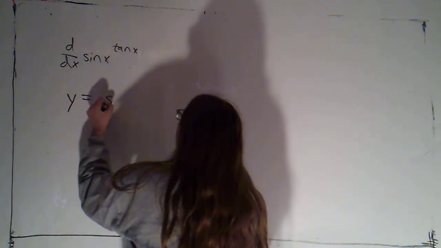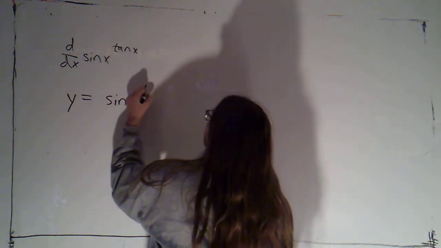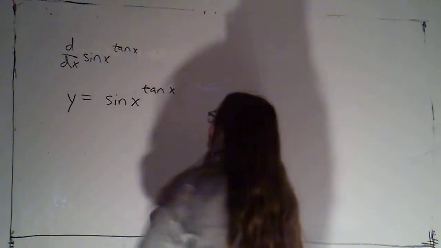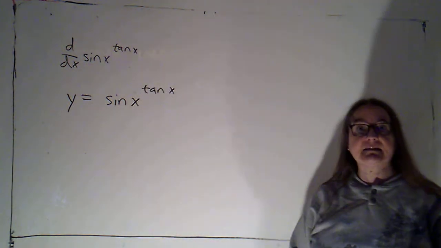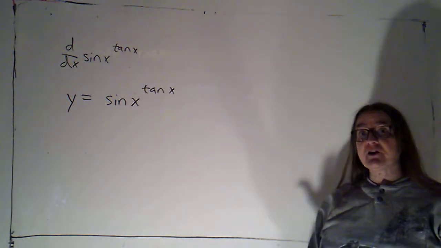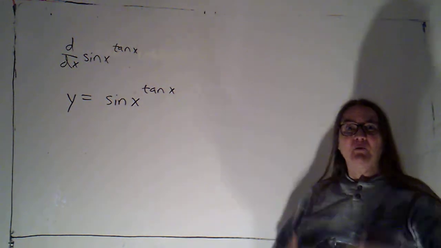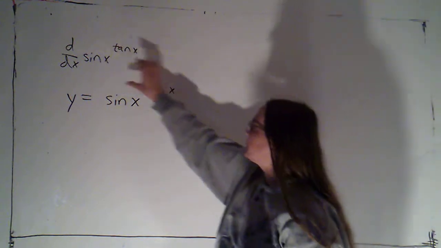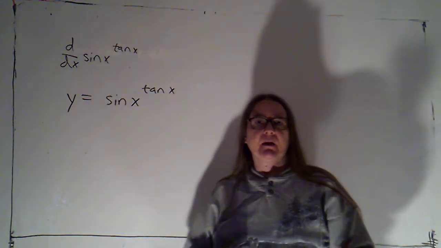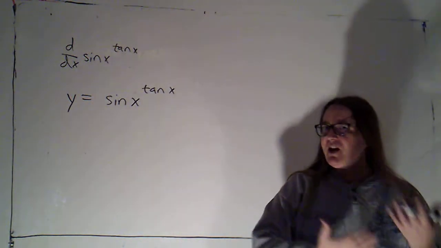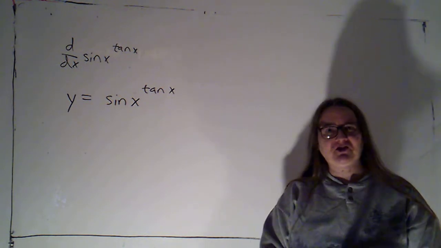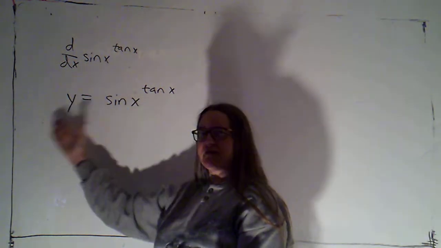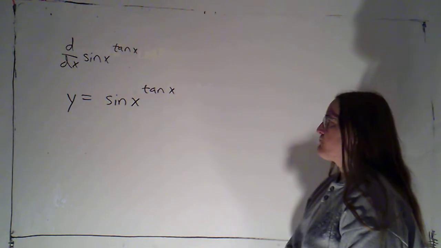So I'm going to start by turning this into an equation. y is equal to sine x to the tan x. And the reason I need an equation is because I want to take its natural log so that I can use the rules of logs to bring that exponent down. But if I take the natural log of something, I'm changing it. The only time I'm allowed to change something is if I'm changing both sides of an equation.